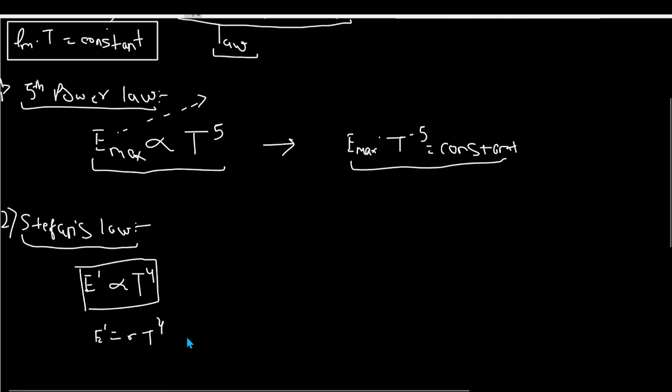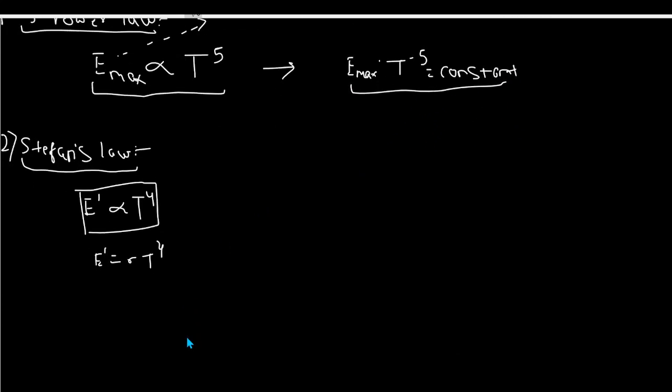And this is the Stephen's law, which is E dash is directly proportional to T to the power 4. And here E dash is the total intensity. Total intensity is directly proportional to T to the power 4, and this is the Stephen's constant. Again, I don't remember the value of this particular Stephen's constant.